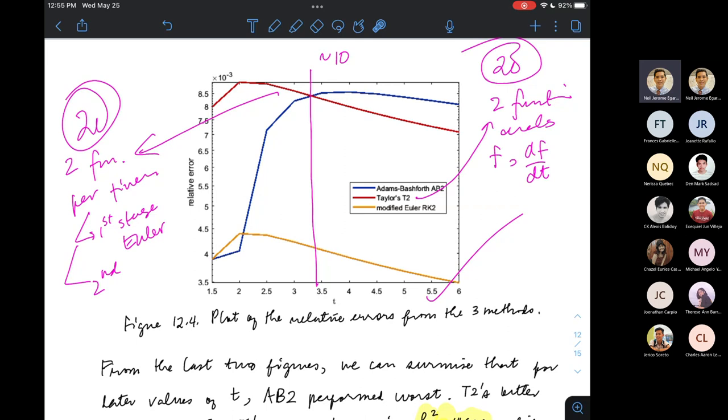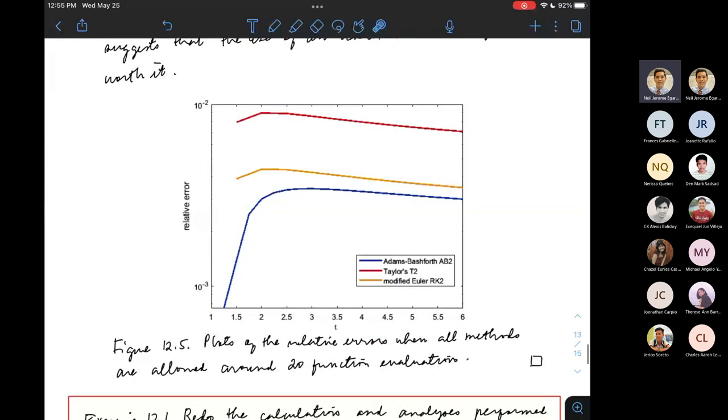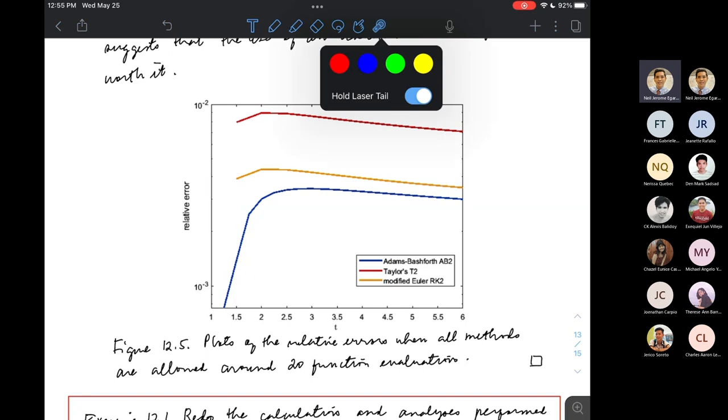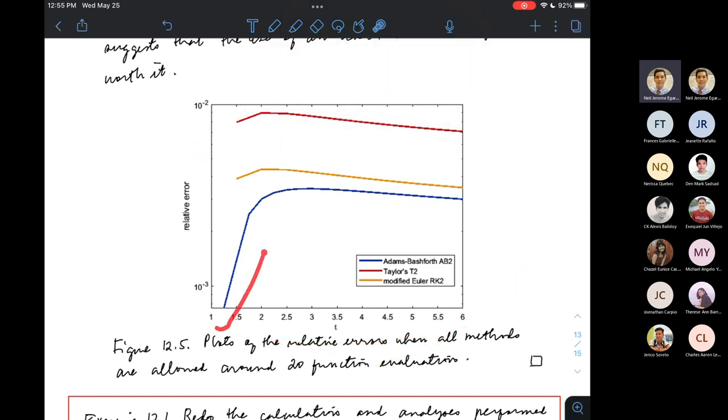kinalahati ko yung step size kay Adams-Bashforth. Kasi nga, I can afford to do so kasi kalahati lang ng number of function evaluations yung kailangan ni AB2. Pag ginawa niyo yun, so ang step size ay 0.25 na kay AB2. So that's around 20 function evaluations. Ganun din si T2. Ganun din si modified Euler. So makikita niyo dito on this plot that Adams-Bashforth methods produced the smallest relative error. Okay, siya na yung may pinakamaganda.